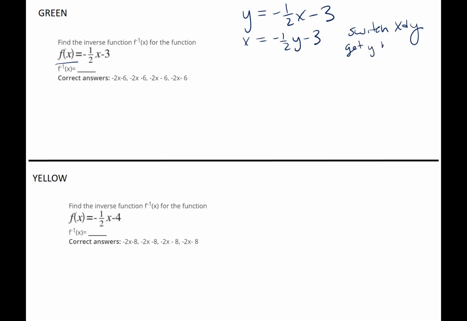Get y by itself. All right, so I'm going to take that 3 and add it to both sides. So we get x plus 3 equals negative 1/2 y. Then in order to undo the division that's right there, we're going to multiply. Okay, so we've got negative 2x plus 3 equals y. I would have taken that as an answer.